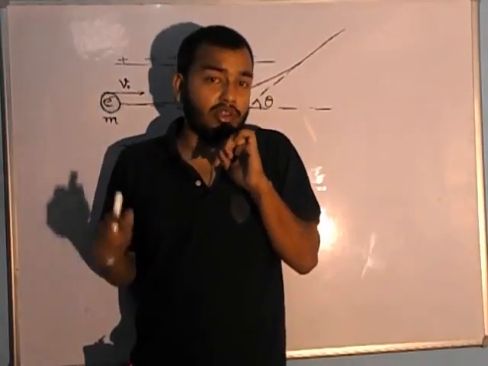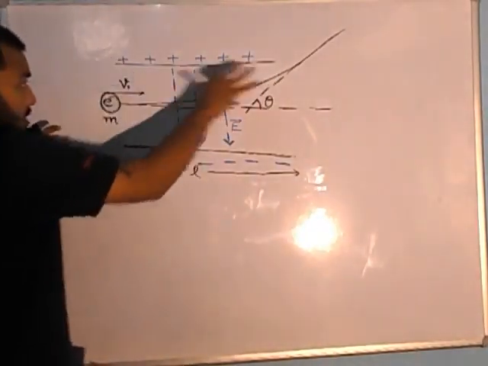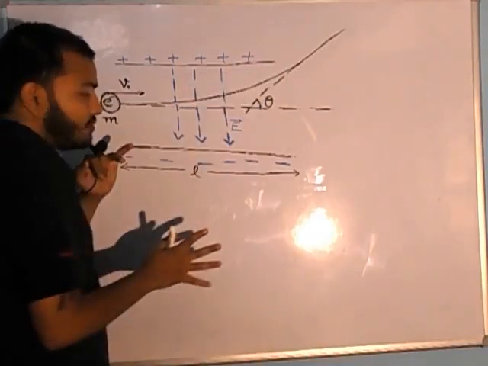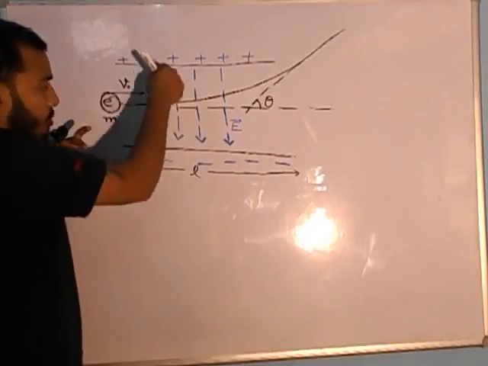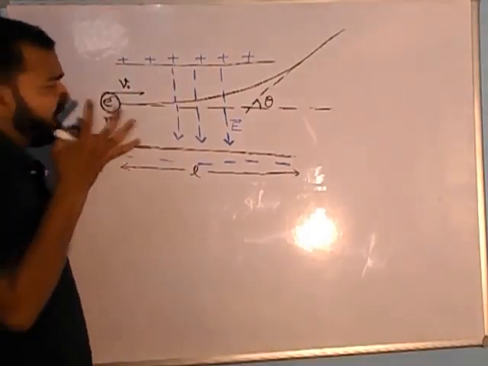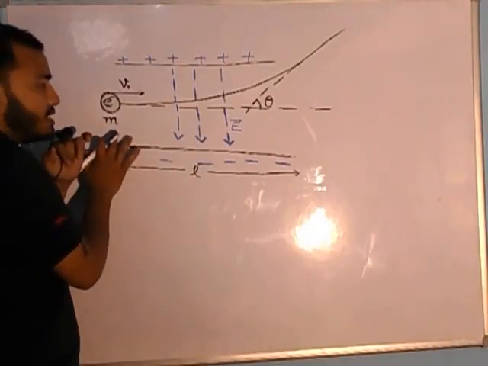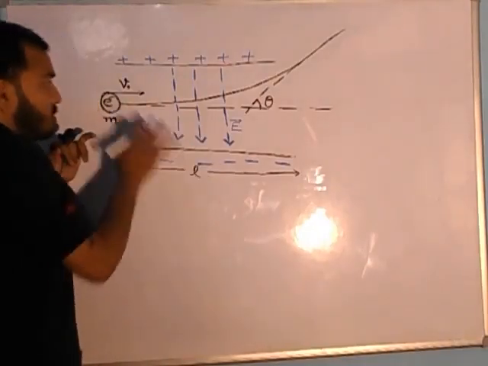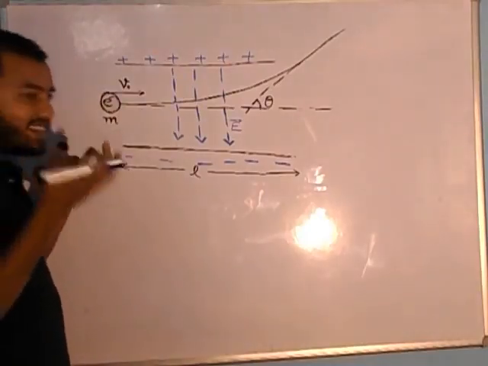We have to discuss what is the path of an electron in a uniform electric field. Now see, these are the positive plate and the negative plate. The electric field is vertically downward, from positive to negative, and an electron is entering this electric field like this, having a mass m and a horizontal velocity v0. Now what will be the trajectory?